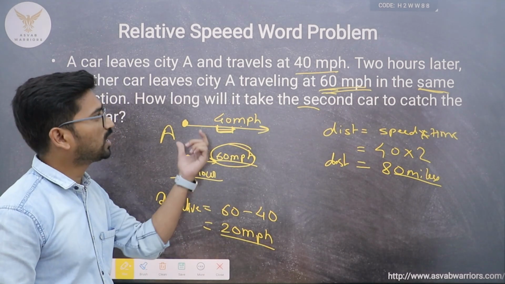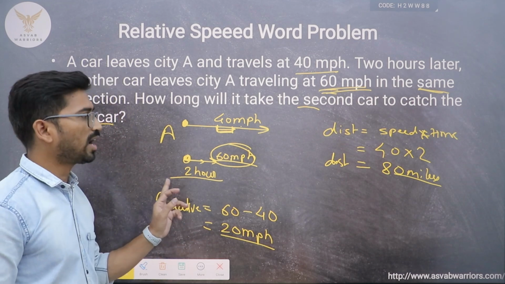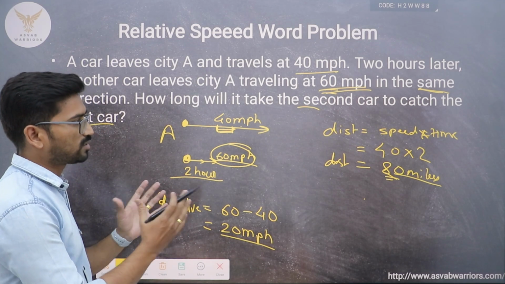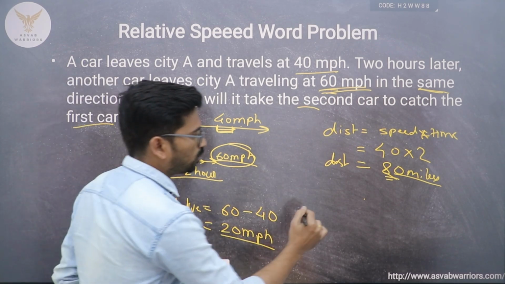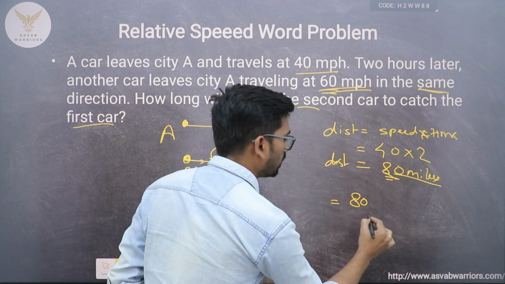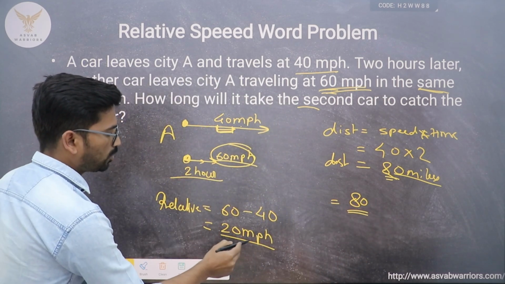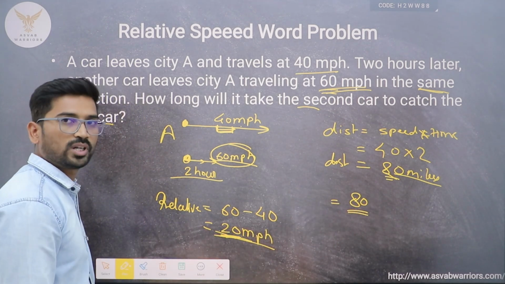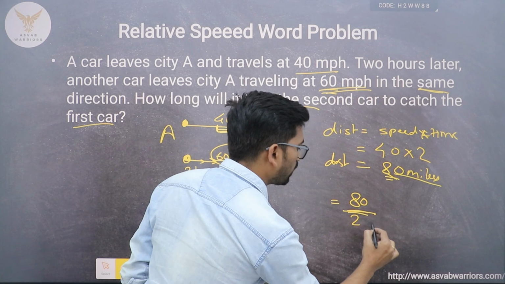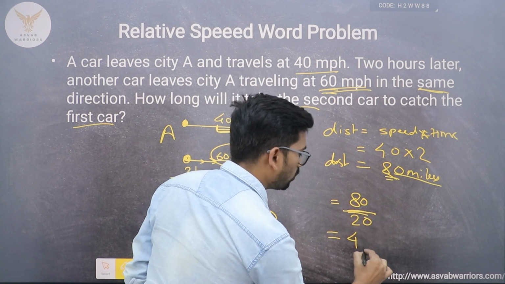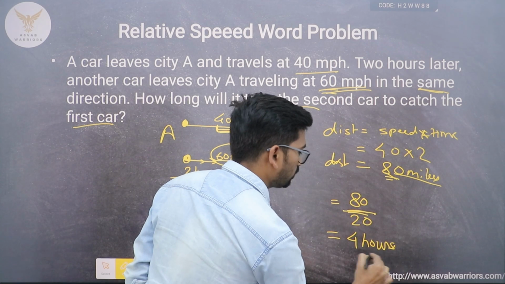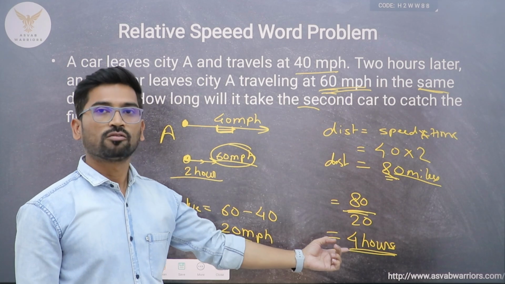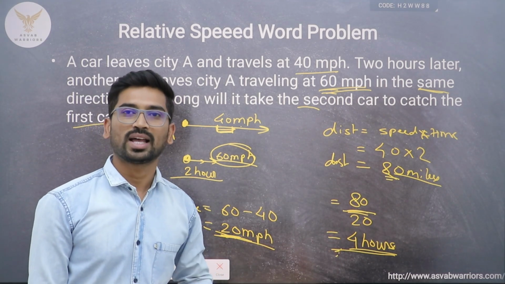Now to catch up with car A, this car will have to cover this distance, which is 80 miles. This was the distance already traveled by car A. So to cover this distance of 80 miles, how much time will car B take? We will divide this distance, 80, by the relative speed, which is 20 miles per hour. So 80 divided by 20, we will get 4 hours. So for car B to catch up with car A, it will take 4 hours. So this will be our answer.